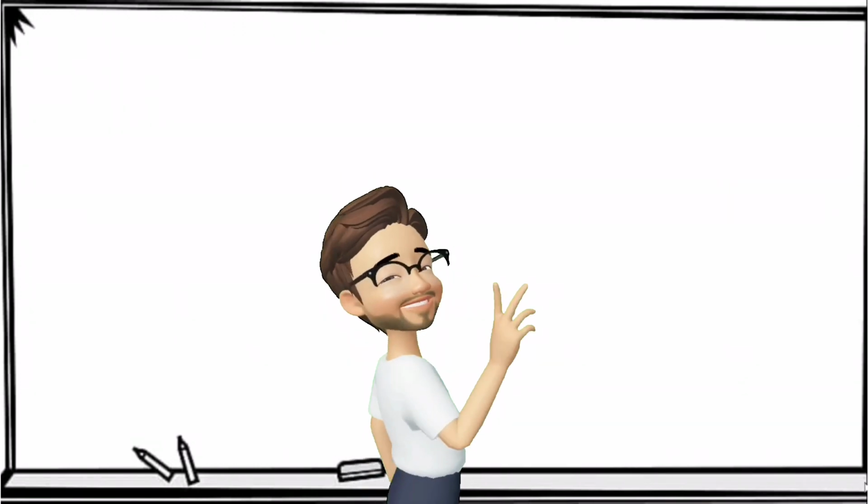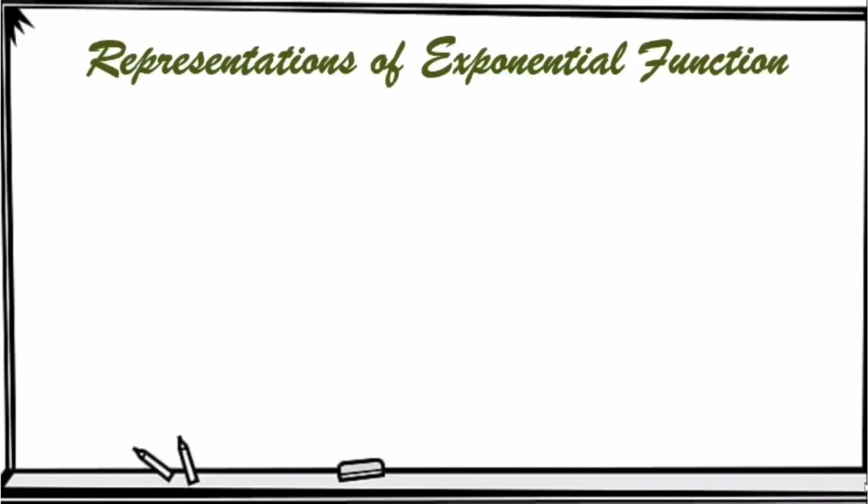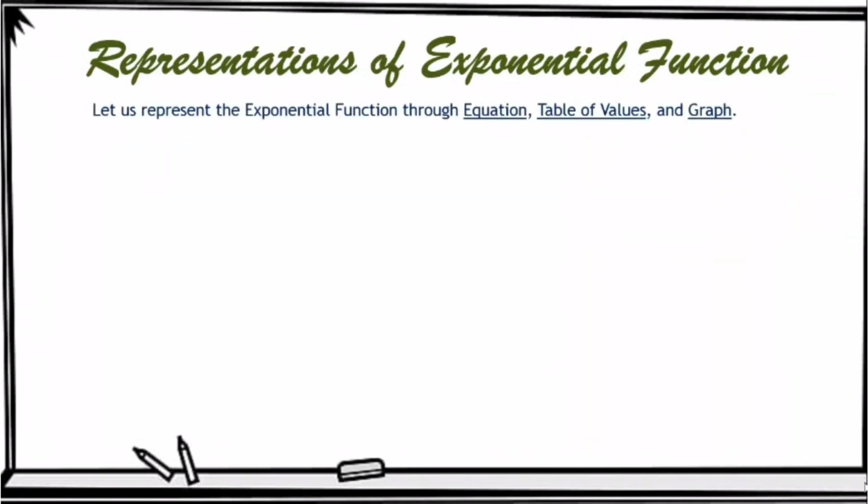So let us now have representations of exponential function. We can represent the exponential function through an equation, table of values, and the graph. So let's say we have an example here. f of x is equal to 3 raised to x. From that, we can represent the exponential function through an equation, which is that one.